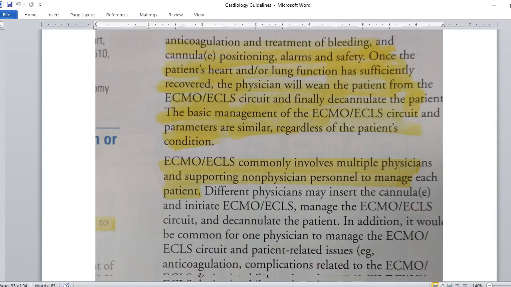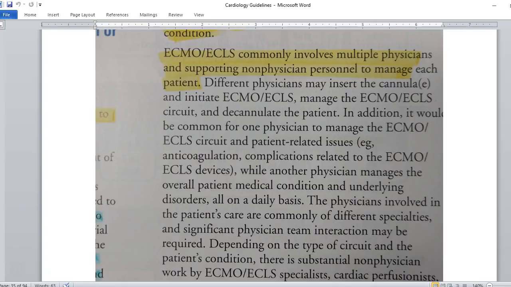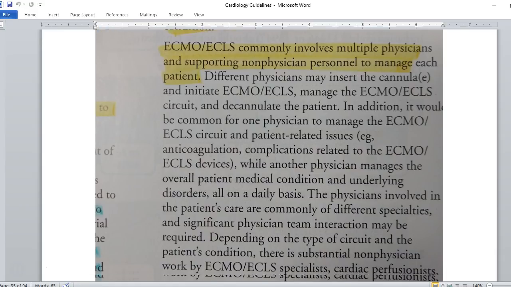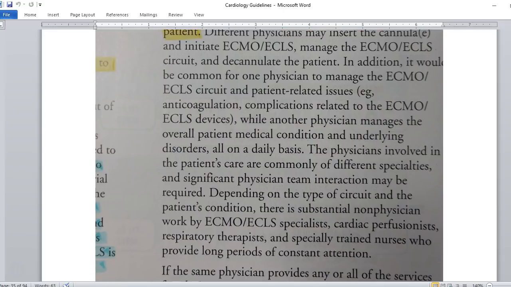Okay, and then it goes on to let us know that ECMO ECLS commonly involves multiple physicians and supporting non-physician personnel to manage each person's case. And so again, like I was just saying, perfusionists, respiratory therapists, specialty nurses, it depends on the state who does what. The ECMO specialists themselves will be there most of the time, but the physician oversees and they do check in with the patient.